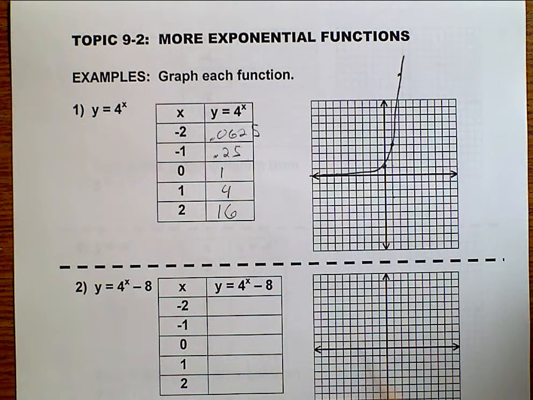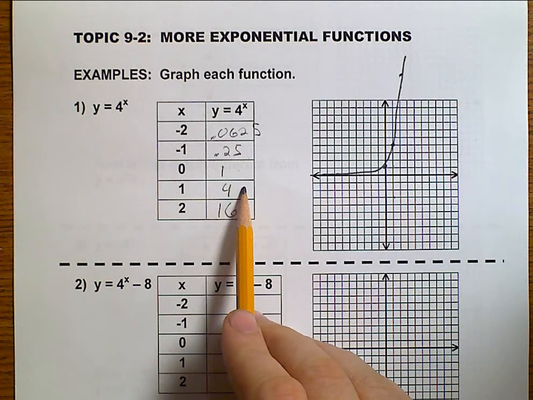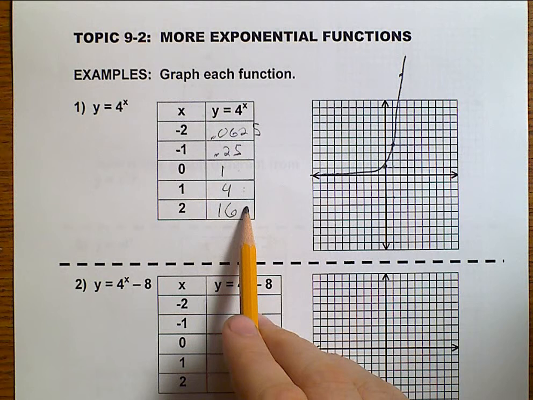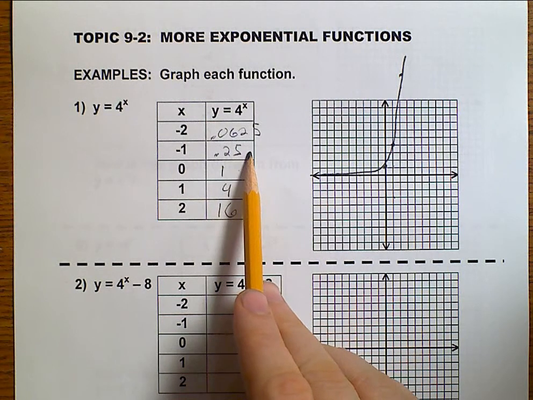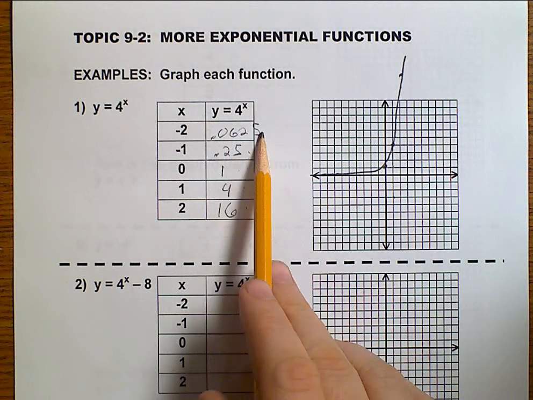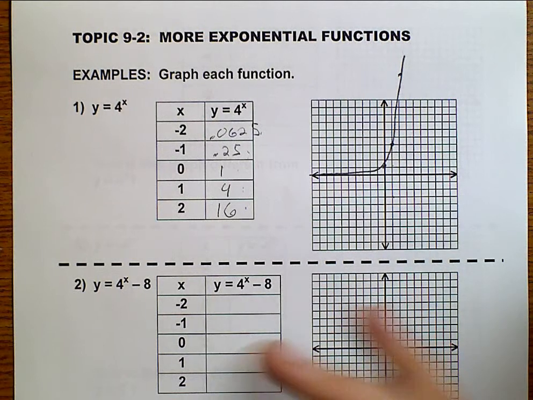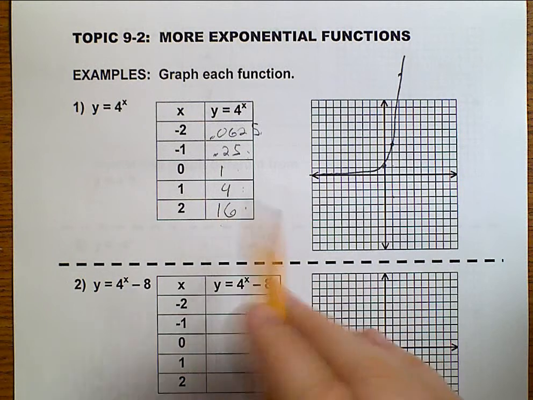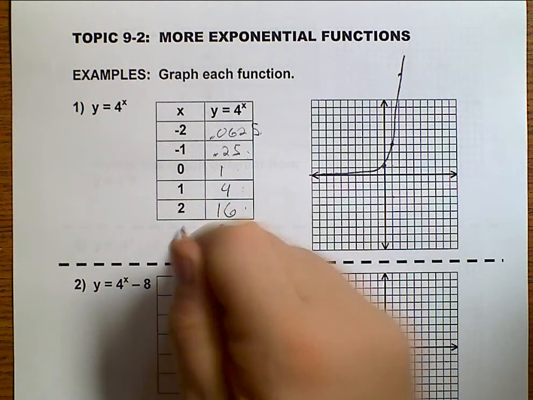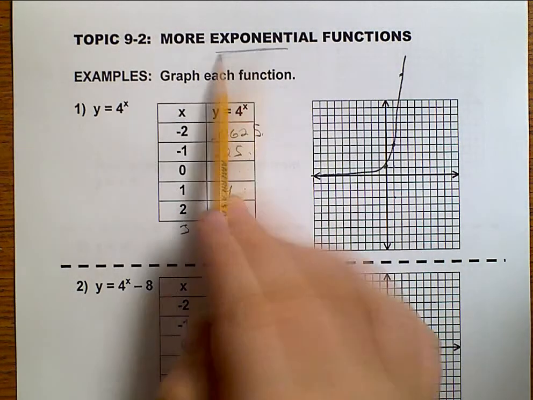Now I want you to go ahead and take note of something. If I do 1 times 4, I get 4. 4 times 4 gives me 16. If I go backwards, 1 divided by 4 is 0.25. And if I divide that by 4, I get 0.0625. So what's happening each time is I'm multiplying by 4. So to get 3 would be 16 times 4, which would happen to be 64. So you can see that this is growing extremely fast. We call this exponential growth because of the exponent.